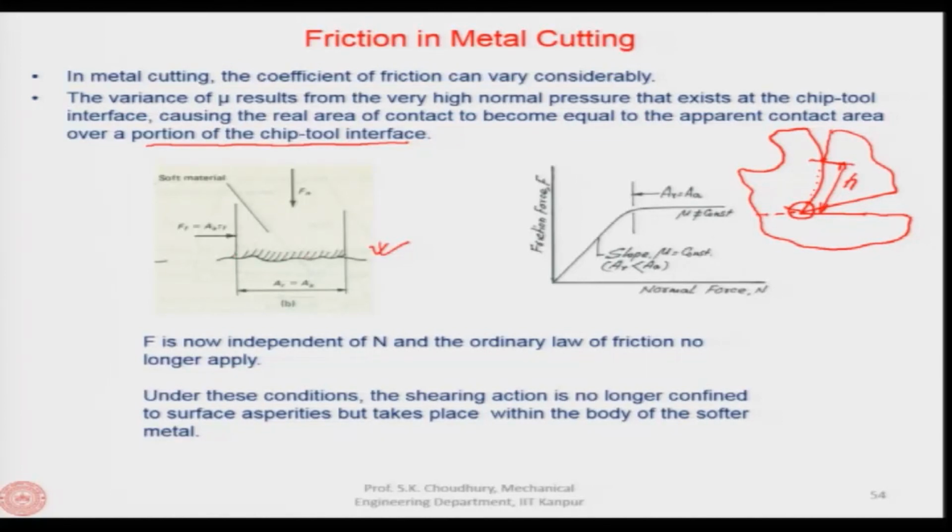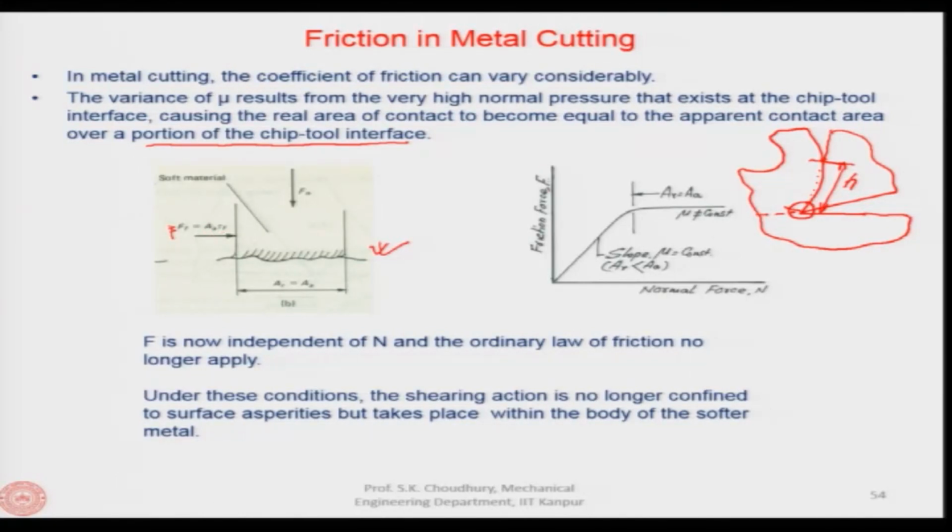You can see that here these asperities have been maximally deformed and the real area of contact is almost equal to the apparent area of contact. So here the friction force F is equal to A_A times tau_F, where tau_F is the shear stress and A_A is the apparent area of contact. Since the real area of contact is equal to the apparent area of contact, we write F equals A_A times tau_F.